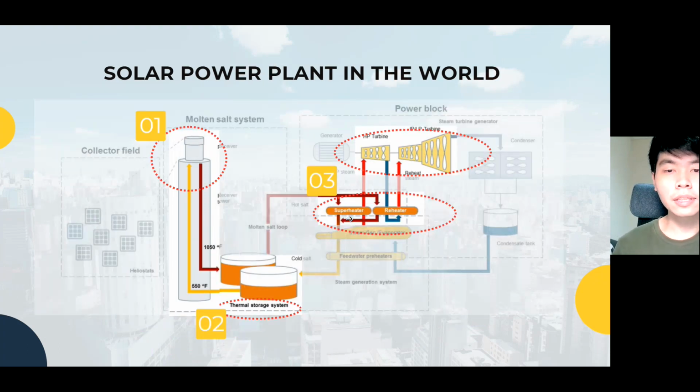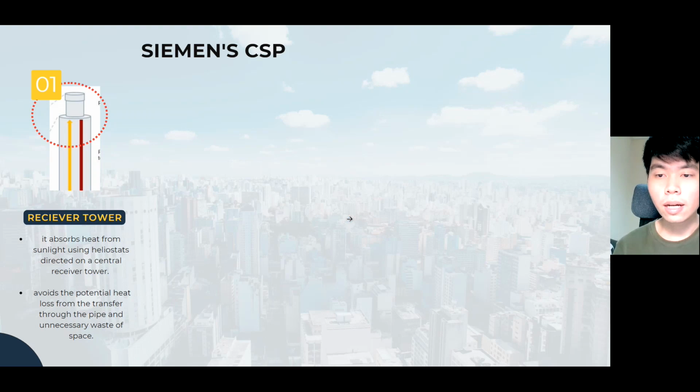If you notice, there are several changes to the one that we know previously, specifically these three main parts. First, we notice that it absorbs heat from sunlight using heliostats directed on a central receiver tower. The great thing about this is that it avoids the potential heat loss from the transfer through the pipe, and also avoids unnecessary waste of space in putting the pipes.